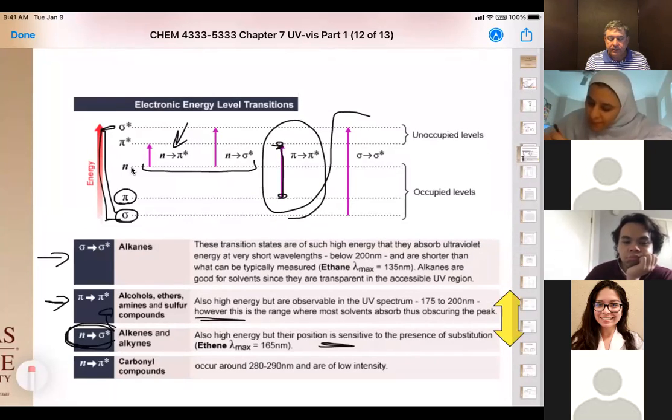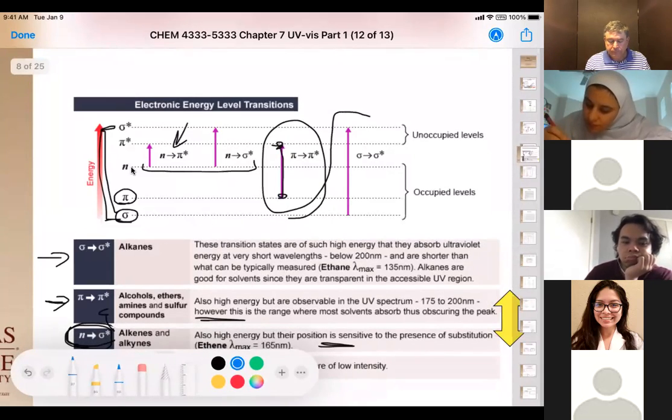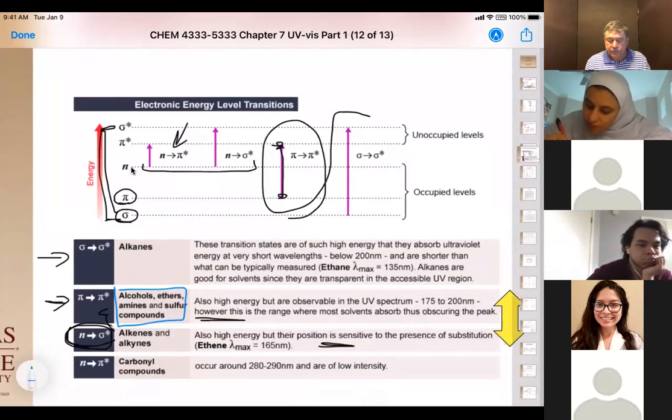Okay, it's just this box right here. Oops, sorry. This box. This box needs to be swapped with this box, and everything else is correct on the slide. Okay.